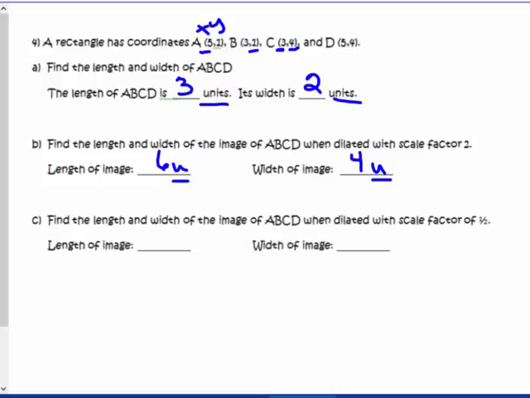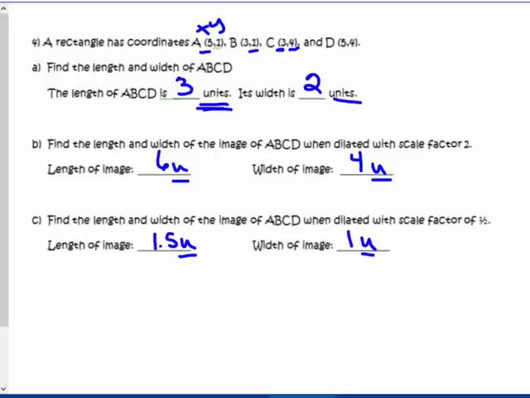Find the length and width of the image of ABCD when it's dilated with a scale factor of 1/2. So the length of the image, 3 times 1/2, would be 1.5 units. And 2 times 1/2 would be 1 unit. And make sure, if it's inches, feet, yards, or miles, that you're putting that in there. But since they didn't give us that, and they originally gave us units, I'm going to put units in.